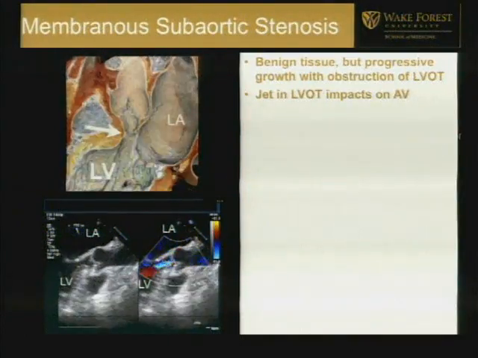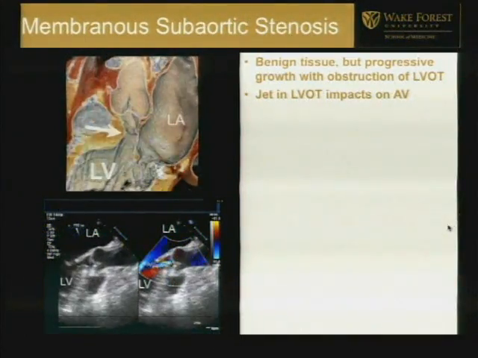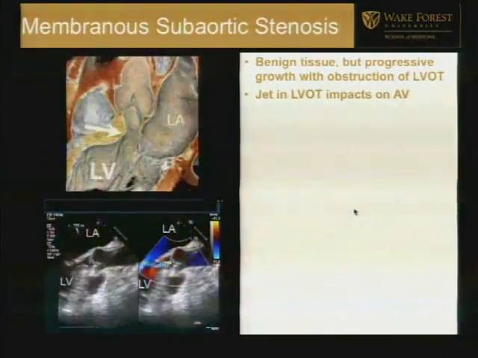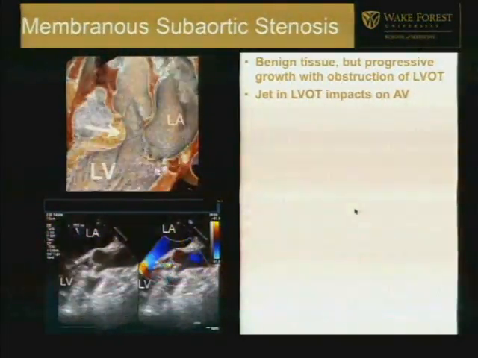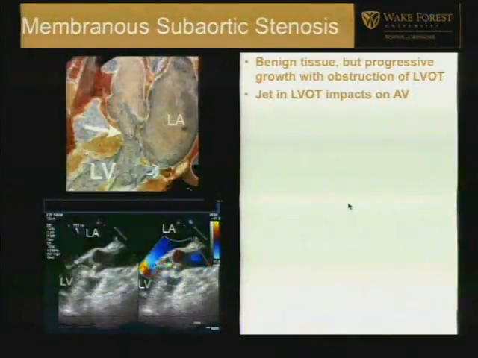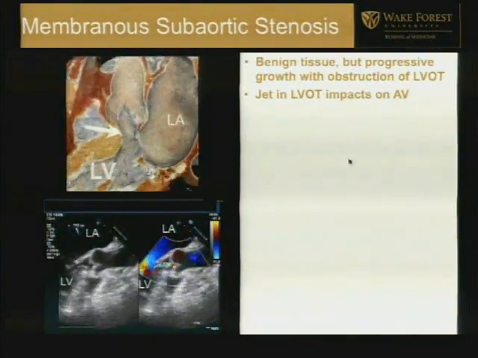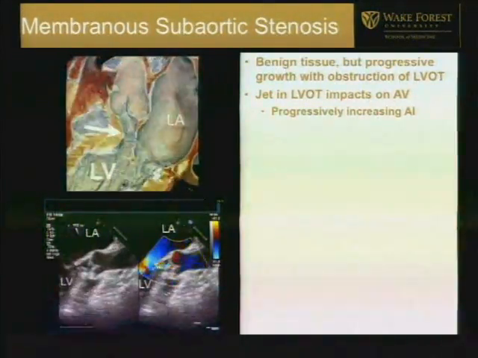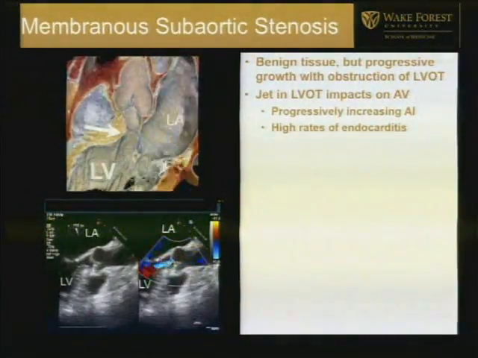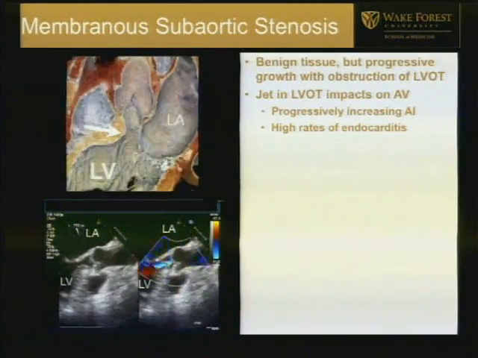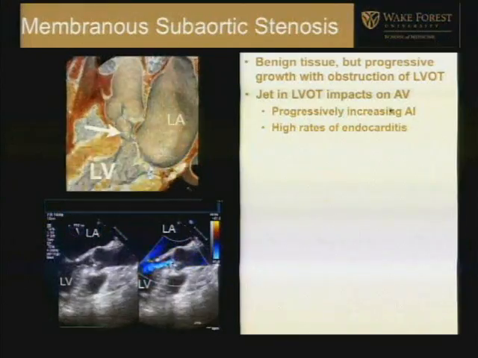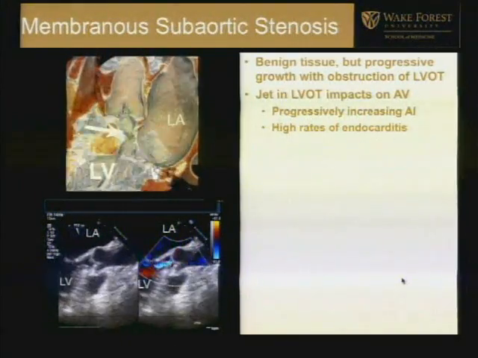And this causes a premature degeneration of the valve. The valve will thicken, the leaflets, as they become sclerotic, may stenose slightly, but more important, the free edges of the leaflets tend to retract, which results in a central area of malcoaptation and results in progressively increasing aortic insufficiency. Also, because of the consistent damage to the endocardial lining of the valve, patients are prone to a higher rate of endocarditis.